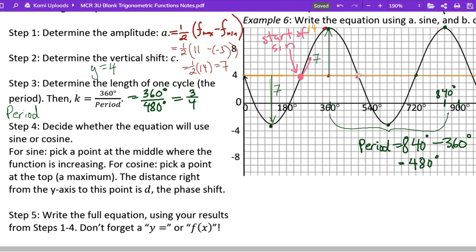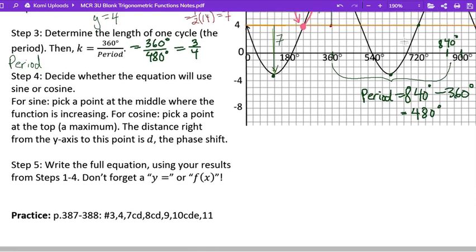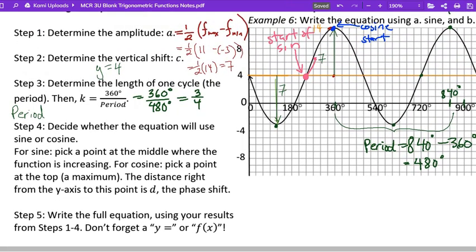So I couldn't use this one because this is the central axis and decreasing, not the start of a sine function. I could have also used this point, but that's kind of obnoxious because that's a ginormous phase shift. Let's make the smallest phase shift possible. If I were to use a cosine curve, where does a cosine curve start? At the peak. So this is where I would start my cosine curve. Just because we are keen, we're going to do both.